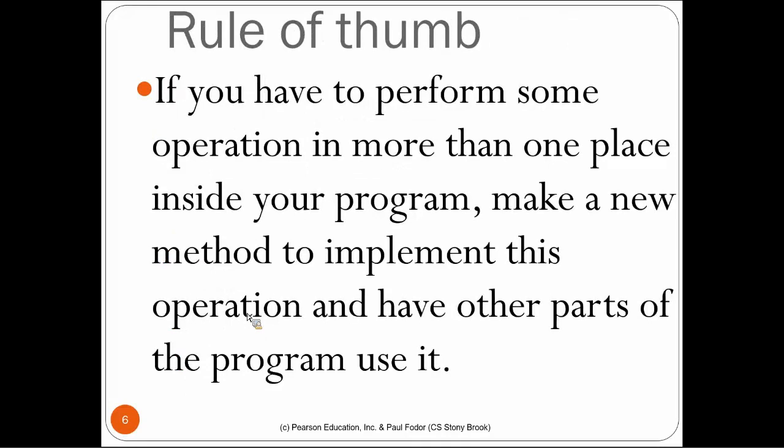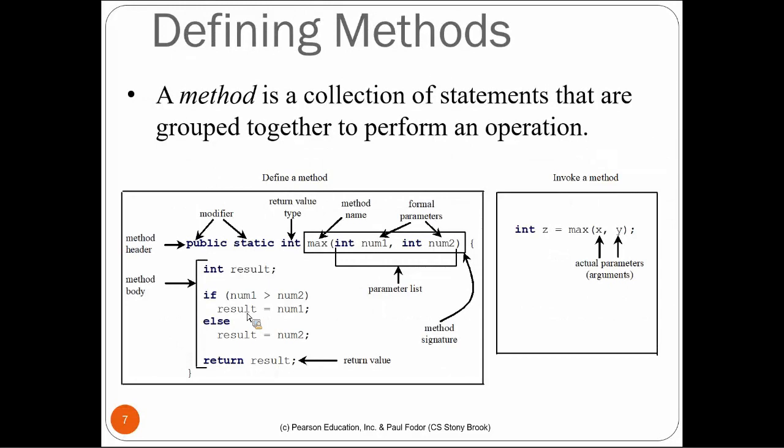So the rule of thumb, as I said earlier, is that if you have to perform any operation in more than one place inside your program, you should make a new method to implement this. Because there are higher chances that we are making mistakes when we copy and paste code from one location to another, instead of writing a method and invoking the method as many times as we need it, including from other programs. So today we are going to learn to define methods and invoke methods.